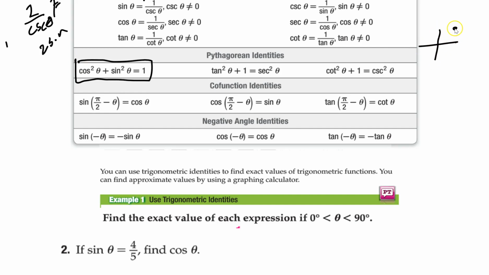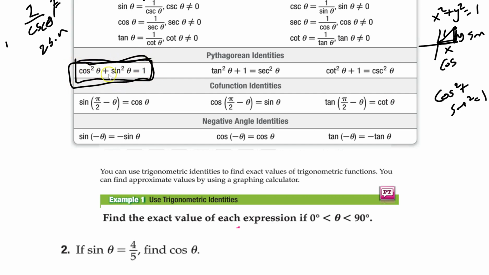If we do a little unit circle here, it's a unit circle, so that's 1. This is your x value. This is your y value. Remember what I said before? X is cosine. Y is sine. So cosine squared, x squared plus y squared, Pythagorean theorem, equals 1. So cosine squared plus sine squared equals 1. So that's where it comes from. It's probably the most important one of all of trig. Cosine squared plus sine squared equals 1. We have to know that.